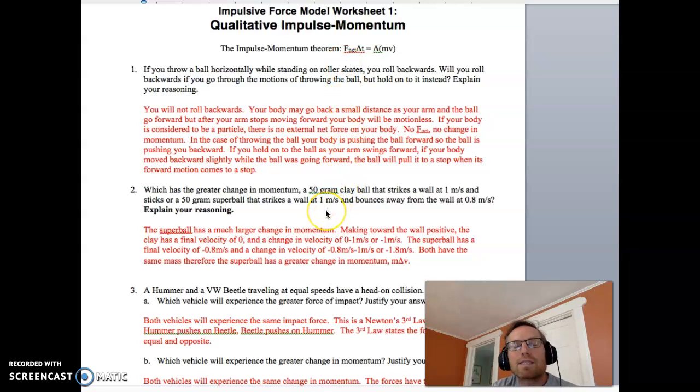Number two asks you, what is a greater change in momentum? The clay ball that strikes a wall and comes to rest, or the super ball that strikes the wall but then bounces backwards. Okay, so you use the second part of this equation here, and you realize that it's really mass times change in velocity that can also be used to determine the change in momentum. And the clay ball only goes through a change of velocity of 1 meter per second, whereas the super ball goes through a change of velocity of 1.8 meters per second. Therefore, the super ball has a greater change in momentum.